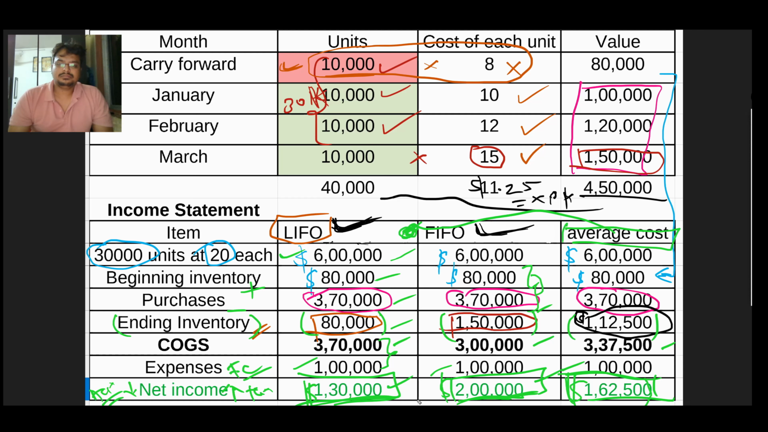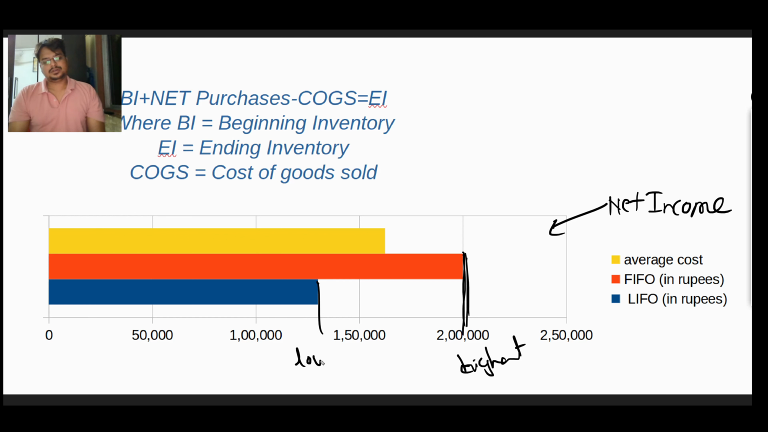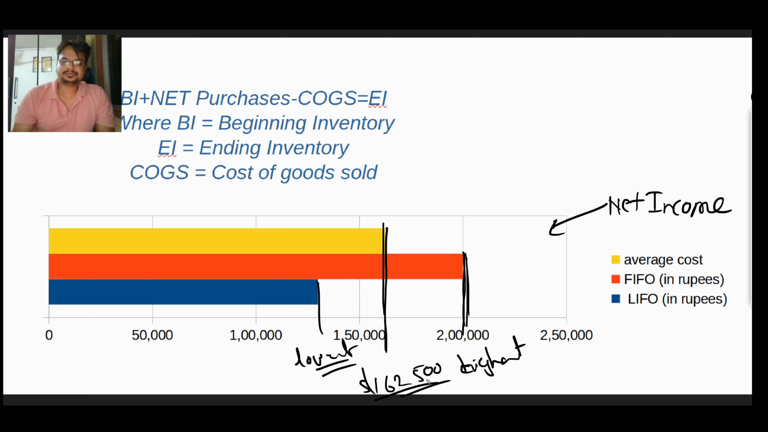And if I would put these net income figures on a graph, what we would notice is that FIFO will show that the company's net income is highest. The LIFO method would show that it is lowest. And the average method will be somewhere in between, which was, if I'm not wrong, around 160 to 500. Okay, this is somewhere in the middle.